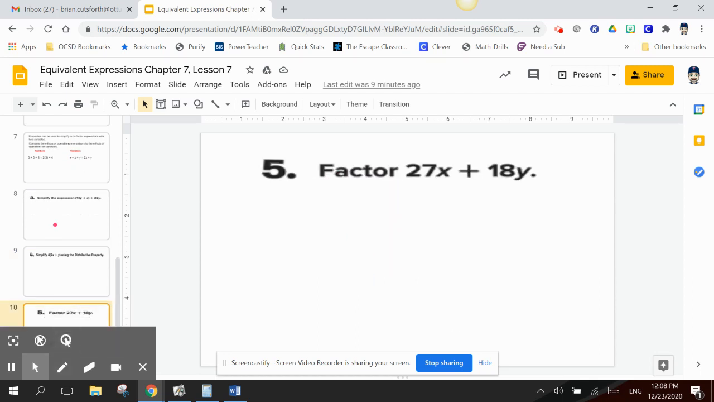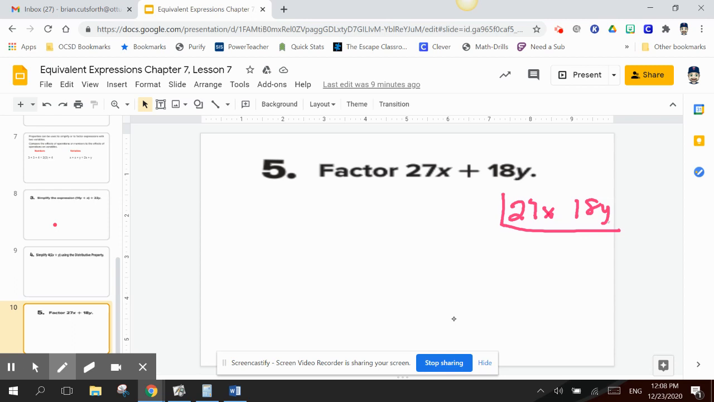But what if we have to factor? Well, factoring is the same thing. I'm going to use my pineapple upside down cake method to find my number that goes outside my parentheses. So 27x and 18y. I need a number that goes into both 27 and 18. Well, it's not 2. 3 is a factor. 5 is not. 7 is not. And 11 is not. So let's try 3.